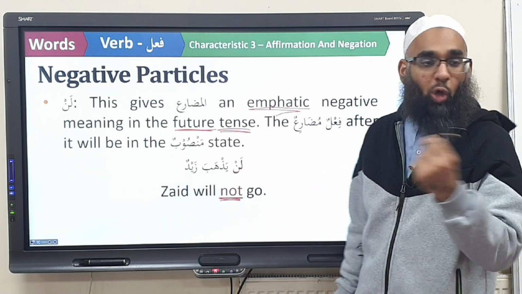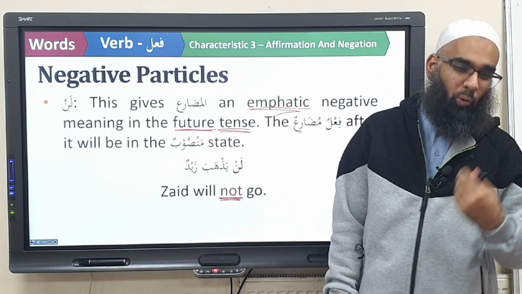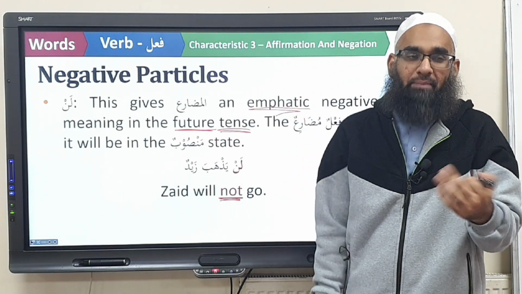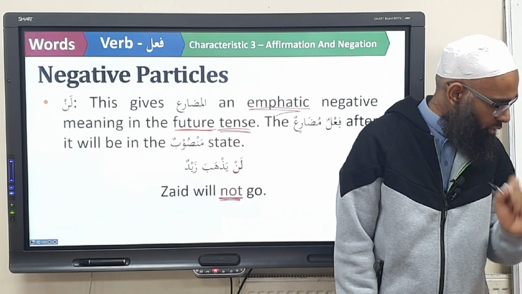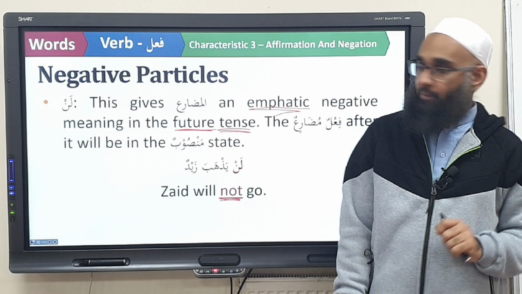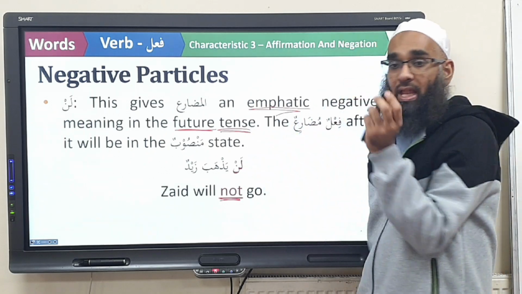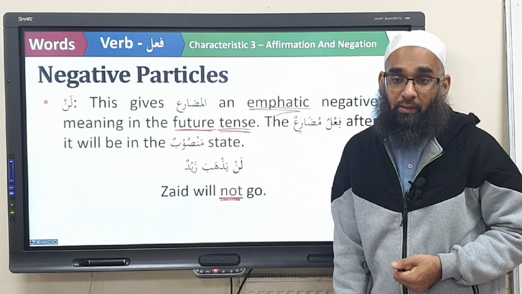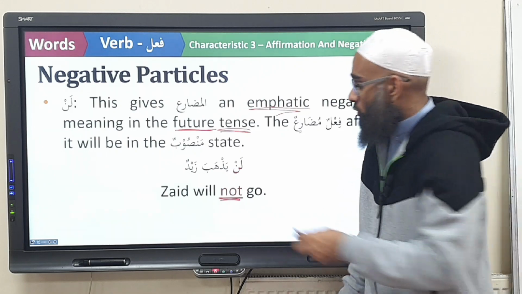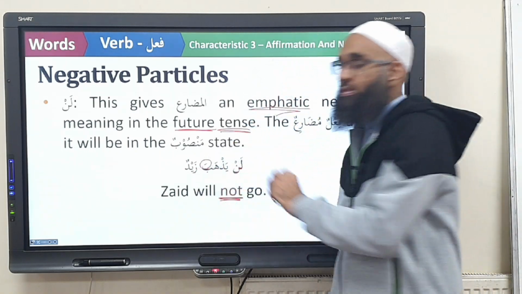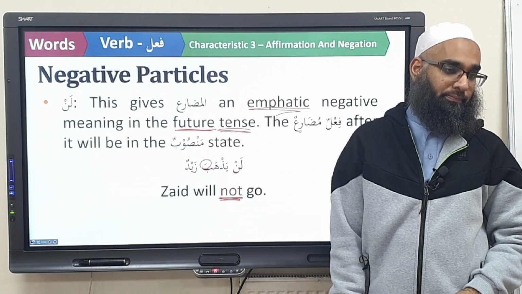You just underline that not, or you put it in bold. There's no way you could translate it. You probably could translate it, but it's not so emphatic. You have to change the whole translation. Just probably underline the not, so you know it's a bit emphatic. Okay? And another rule is, the same way lam makes the word after it what? Majzoom, lan makes the word after it what? Mansoob. So yadhhabu becomes yadhhaba.